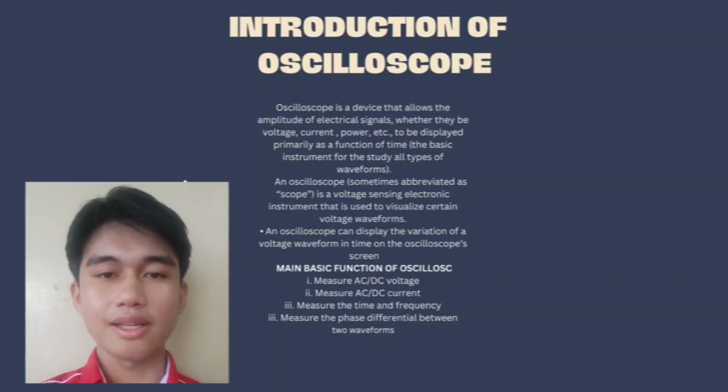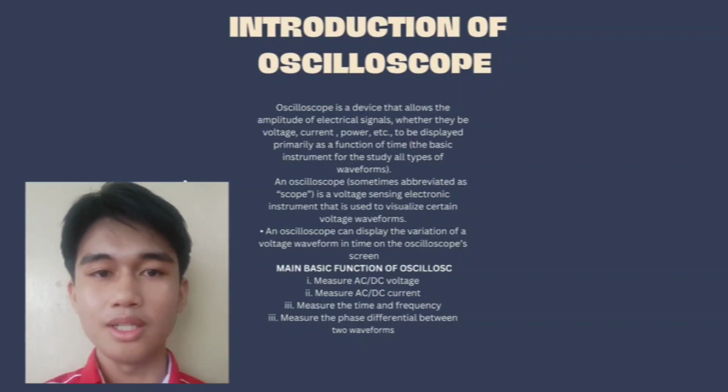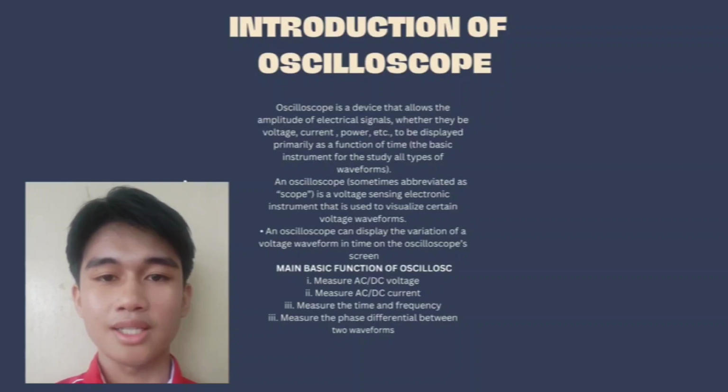An oscilloscope is a device that allows the amplitude of electrical signals, whether they be voltage, current, power, and so on, to be displayed primarily as a function of time, the basic instrument for the study of all types of waveforms. An oscilloscope, sometimes abbreviated as scope, is a voltage sensing electronic instrument that is used to visualize certain voltage waveforms. An oscilloscope can display the variation of a voltage waveform in time on the oscilloscope screen.